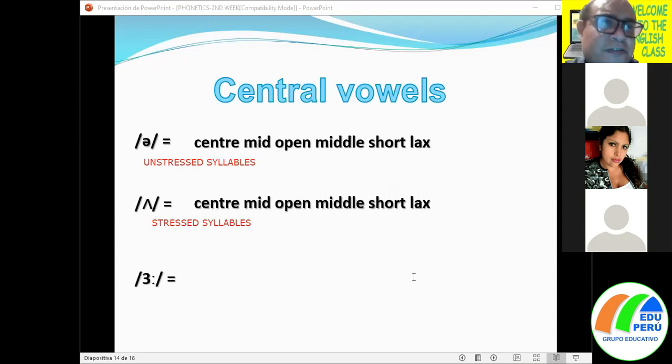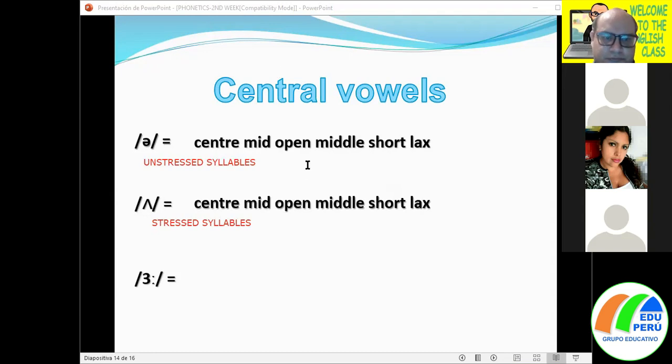When do we use the first vowel, the schwa? In unstressed syllables. That's why this is the vowel that we use the most, because most of the words have unstressed syllables. One syllable is stressed and the others are unstressed. But the second one is used in stressed syllables. I'm going to give you one example.